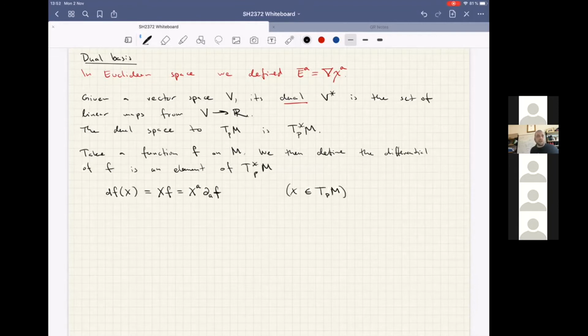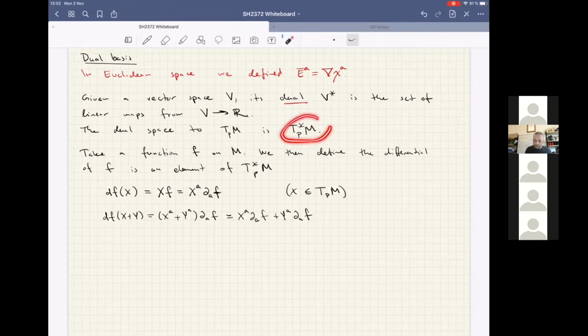Now we can check that this is actually linear in the vector x, because if we take, for example, f of x plus y, this is going to be xa ∂a f plus ya ∂a f, which is just xa ∂a f plus ya ∂a f. So it's indeed linear in the argument. So it is indeed an element of this dual space.